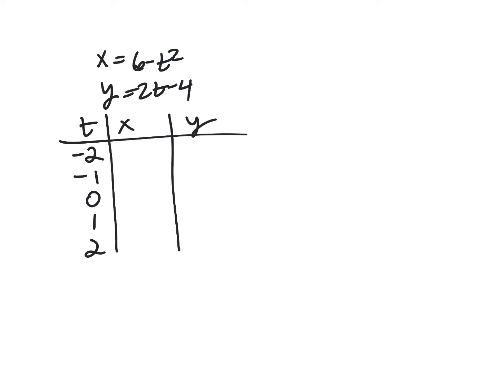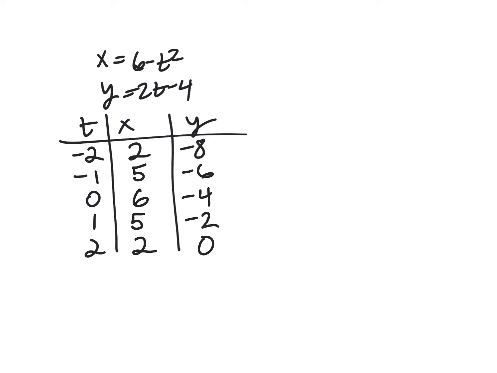Okay, so if we plug in -2, then we're going to get 6 minus 4, which is 2, and -4 minus 4, which is -8. If we keep going, 6 minus 1 is 5, -2, so this is -6, 0, we get 6, 1, back to 5, 2. So this is a parabola, and we see that going up and then back down, and this is just a line of slope 2, so we're just going to go up 2 each time.